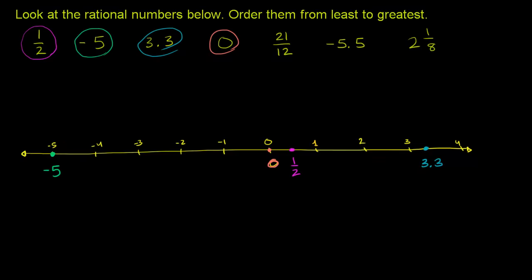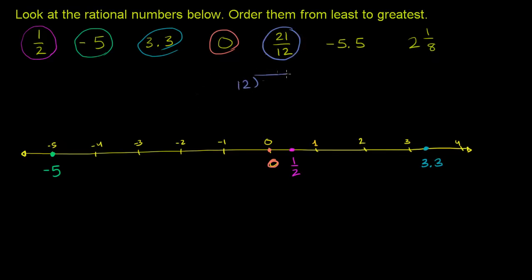Then we have 21 over 12, which is an improper fraction. To think about where to place it on the number line, let me do this in this blue color. To think about where to place it on the number line, let's change it into a mixed number. It makes it a little bit easier to visualize, at least for my brain.